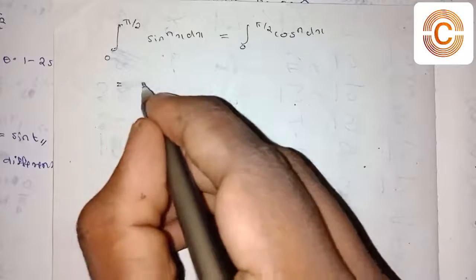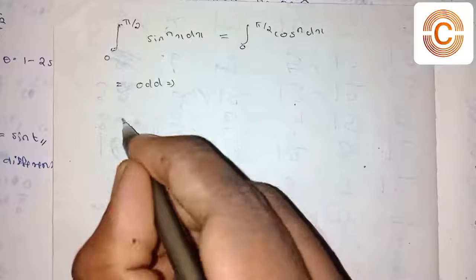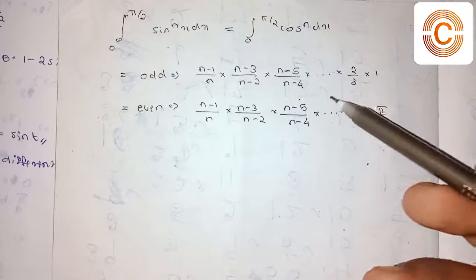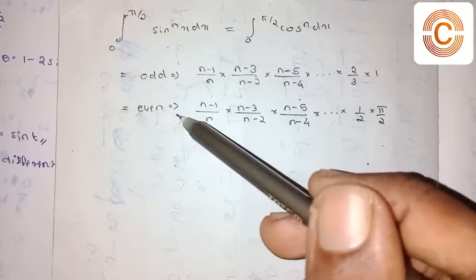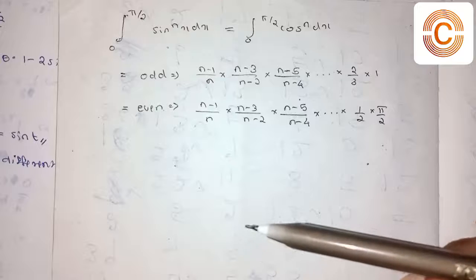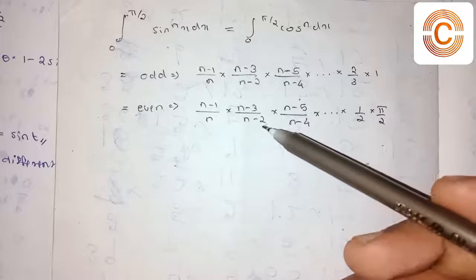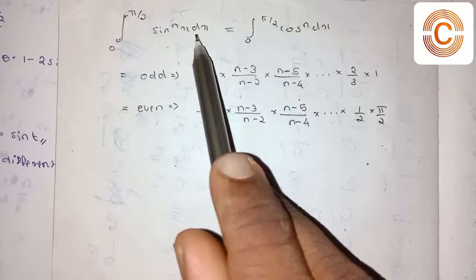Two cases exist, that is, the odd number case and the even number case. So these are the two solutions for when n is equal to an odd number and when n is equal to an even number. In the previous video we discussed the proof with the full derivation of the solution based on the integration from 0 to pi by 2 of sin raised to n x dx.